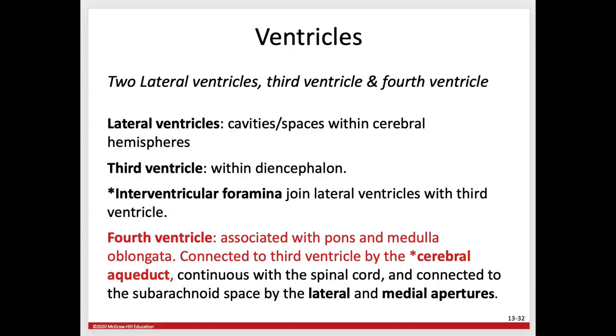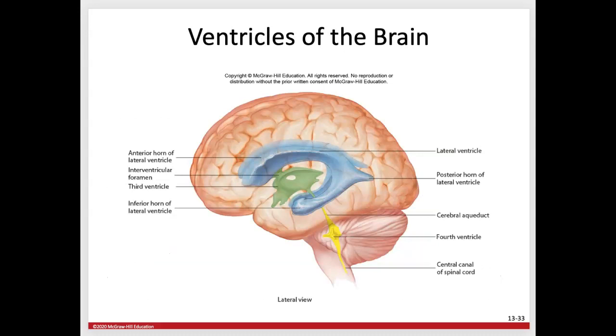And the interventricular foramina join the lateral ventricles with the 3rd ventricle. So they're connected through the interventricular foramina. And the 4th ventricle is associated with the pons and the medulla, and it's connected to the 3rd ventricle by the cerebral aqueduct. So the cerebral aqueduct connects the 3rd ventricle to the 4th ventricle. So here's an image, an illustration of the ventricles in the brain, those spaces.